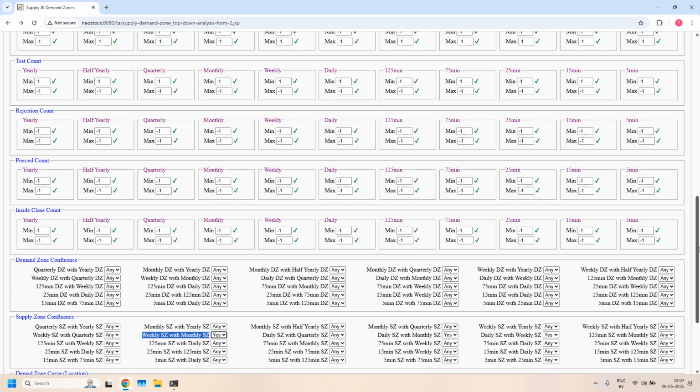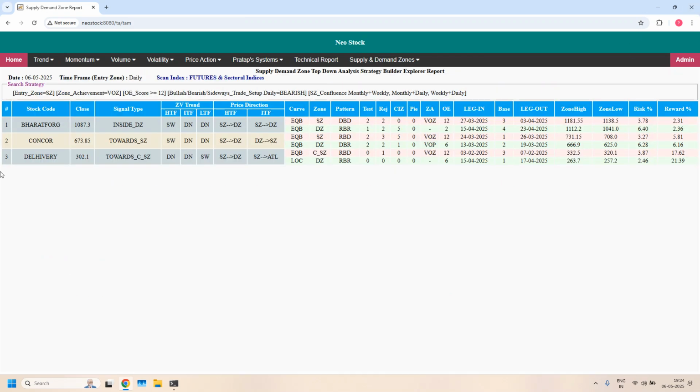With all the 3 filters, we got 3 stocks. In all the 3 stocks, these daily supply zones overlapped with the weekly supply zone. Both together again overlapped with the monthly supply zone. But the monthly trend is down in only 1 stock. Let's verify if this stock has a monthly supply zone with monthly EMA confluence. Then this overlapped daily supply zone has a higher probability of success when prices reach this zone.